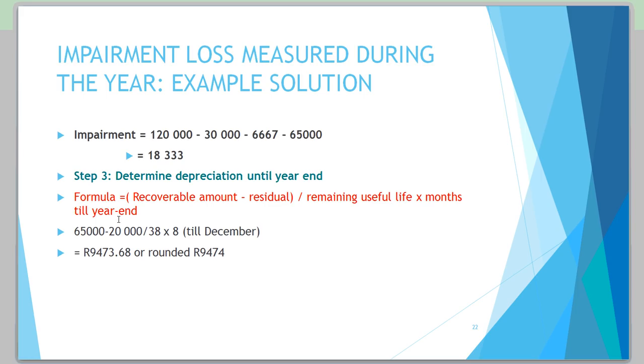So this was in April. So we have May, June, July, August, September, October, November, December. So till December gives us a total of 8 months. So the depreciation that we need to book is 9,473.68, or when we round it, it's 9,474.